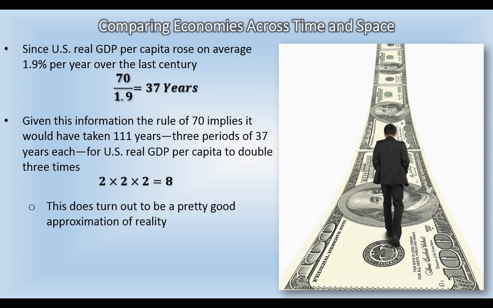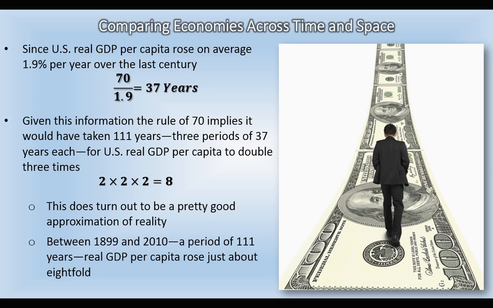So this does turn out to be actually a pretty good approximation of reality. It's very close to what actually happened. Between 1899 and 2010, a period of 111 years, real GDP per capita rose just about eightfold. So the rule of 70 is actually a pretty solid way of understanding these things, and therefore maybe even projecting when things might balloon.